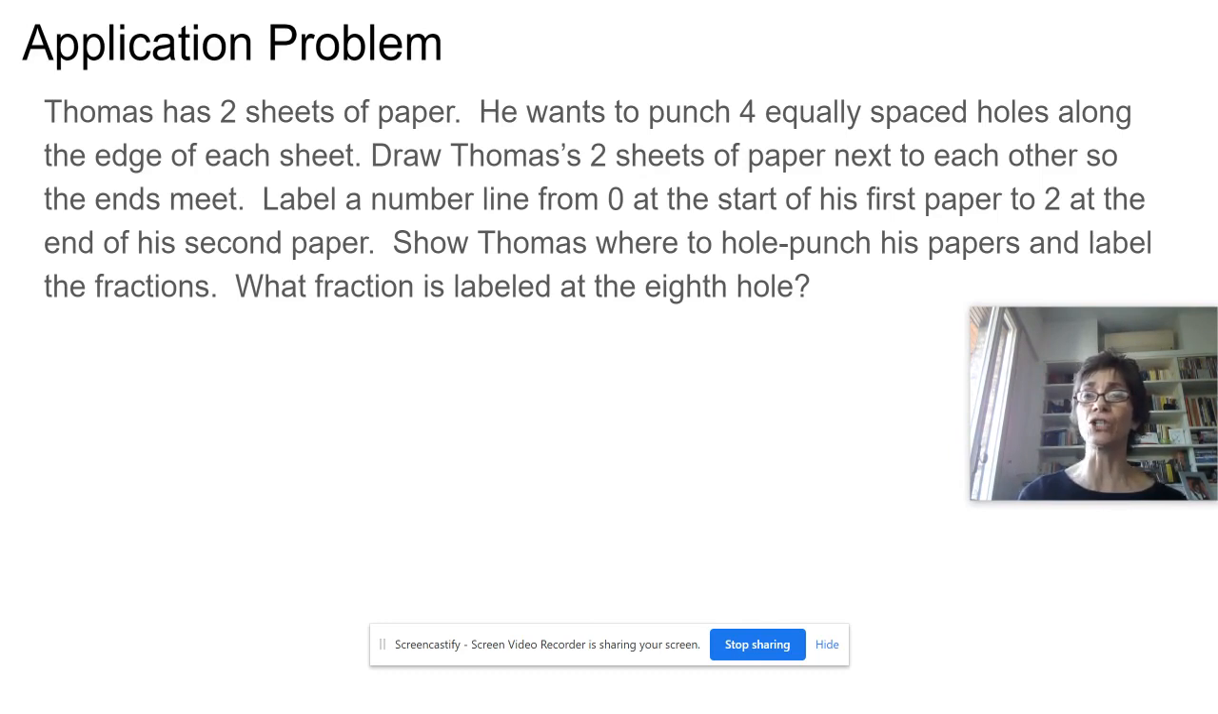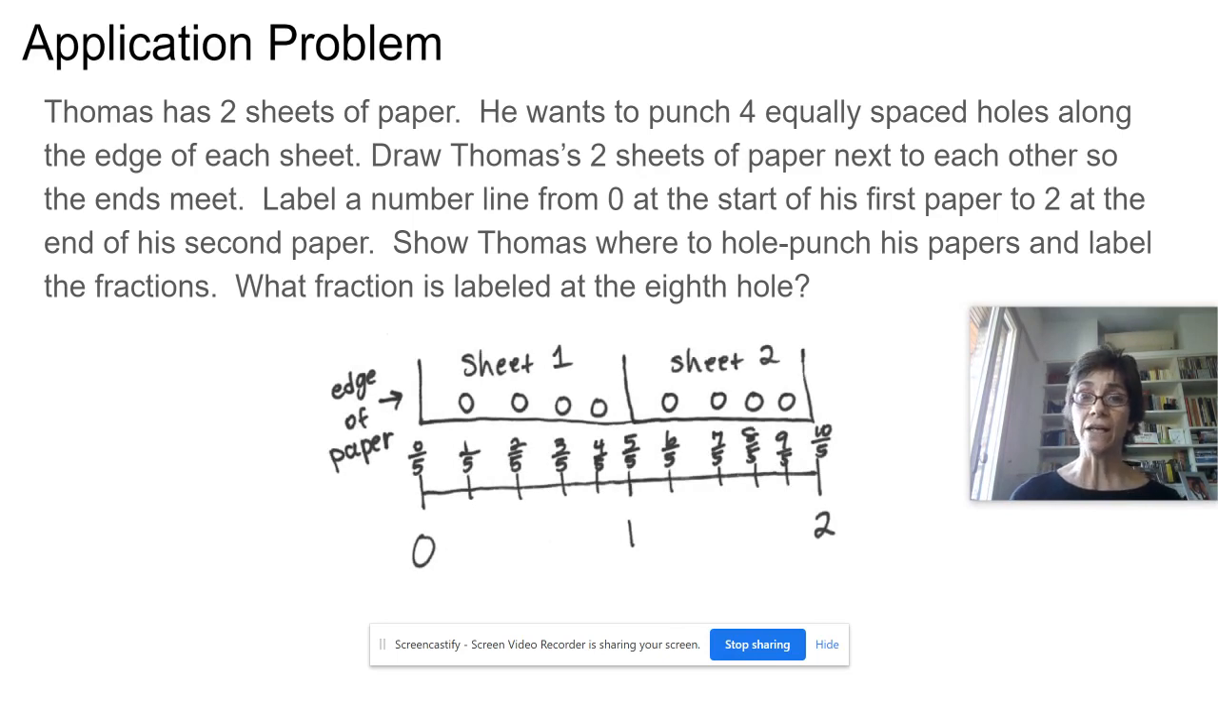Show Thomas where to hole punch his papers and label the fractions. So what you're going to do is get 2 sheets of paper, doesn't matter the size, and you're going to show Thomas, you're going to draw a little circle, a little dot, where he has to punch his holes. And he has to punch 4 holes on each sheet of paper, and the distance between each hole is the same. All right, so try to do this, pause the video, and then you'll come back and see if you did it the same way I did.